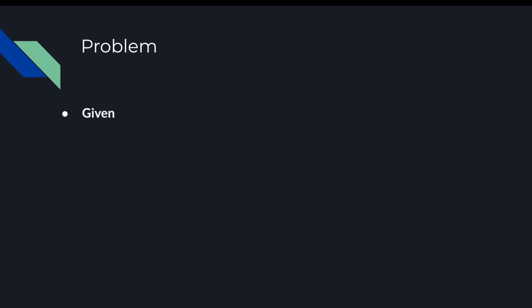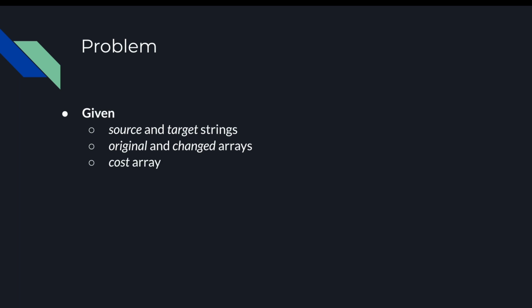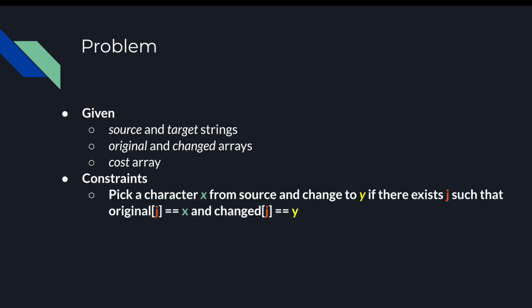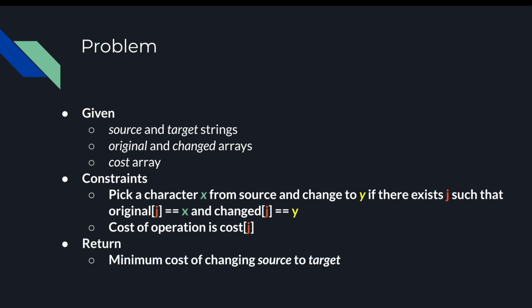So we're given a source and target string, original and changed arrays, as well as a cost array. We're also told that we're only allowed to do certain transformations. One is where we pick a character x from the source and change it to y, only if there exists j such that original of j is equal to x and changed of j is equal to y. And the cost of such an operation is going to be cost of j. And now we're told to return the minimum cost of changing source to target subject to those constraints.